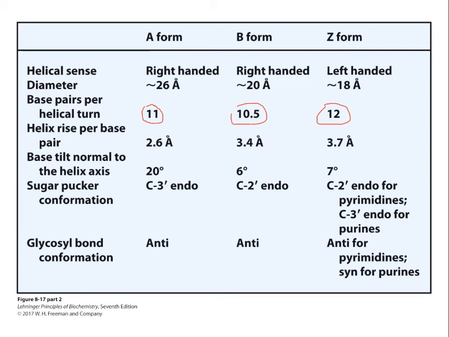Helix rise per base pair, between each base: we have 2.6 angstrom. In the B form, we have 3.4. Z form, 3.7 angstrom. Base tilt normal to the helix axis: we have 20 angstrom, 6 and 7. We have the sugar pucker conformation, C3 endo and C2 prime endo. Here we have C2 and C3 for purines, C2 for pyrimidines.